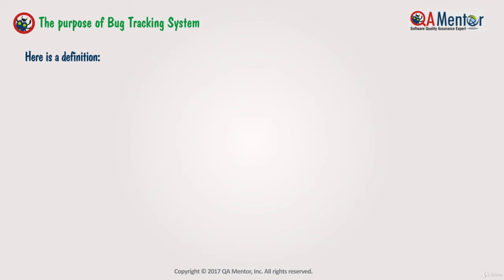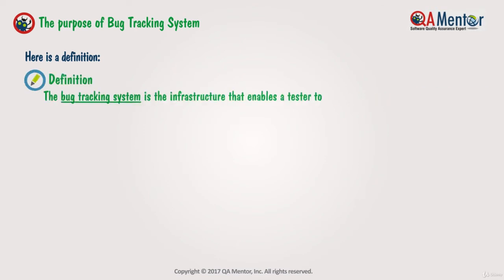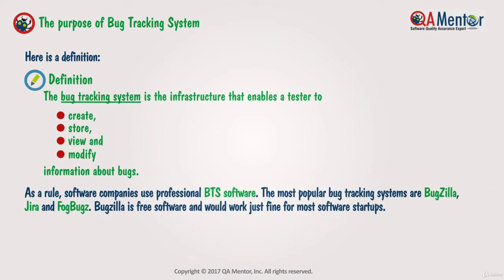Here is a definition. The bug tracking system is the infrastructure that enables a tester to create, store, view, and modify information about bugs. As a rule, software companies use professional BTS software. The most popular bug tracking systems are Bugzilla, Jira, and FogBugz. Bugzilla is free software and would work just fine for most software startups.